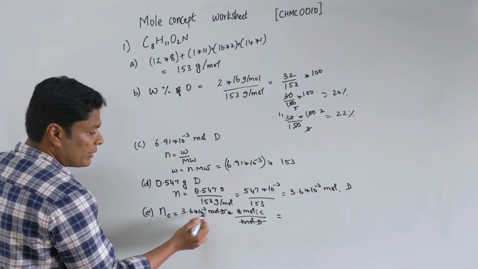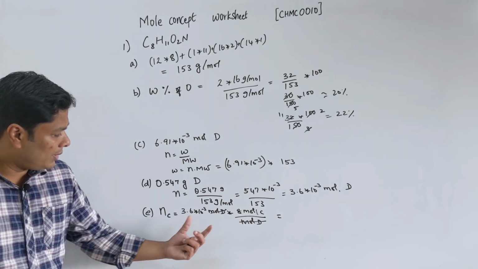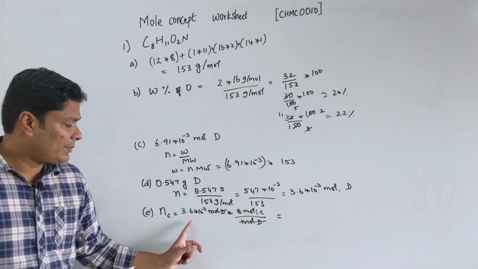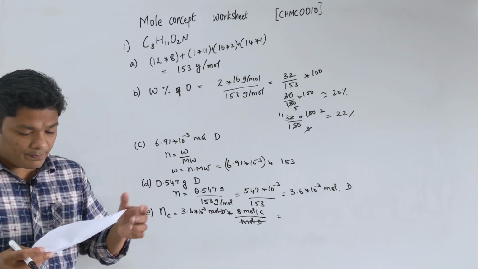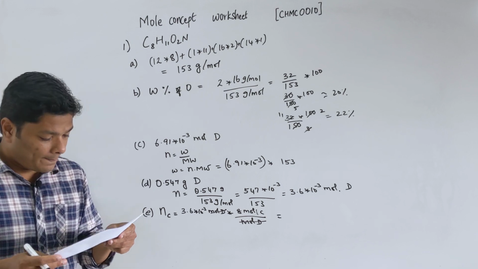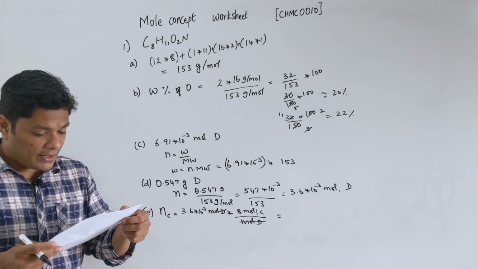So whatever this number is, 8 times 3.6. So somewhere around, 8 times 3 is 24, 8 times 4 is 32, somewhere around that times 10 to the power minus 3. You roughly get about 0.03.